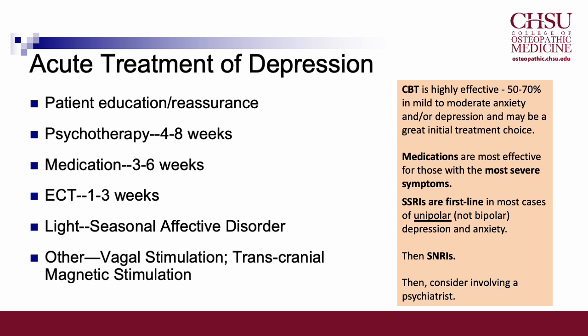SSRIs, or selective serotonin reuptake inhibitors, are first-line treatments in most cases of unipolar depression as well as anxiety. We generally, for the non-psychiatrists, want to avoid them if there's a bipolar depression so as not to trigger hypomania or mania. Following the SSRIs, many treatment algorithms look to the SNRIs or serotonin norepinephrine reuptake inhibitors, such as venlafaxine, duloxetine, or desvenlafaxine, which use the same mechanism as a selective serotonin reuptake inhibitor or SSRI, but also add in noradrenergic reuptake inhibition.